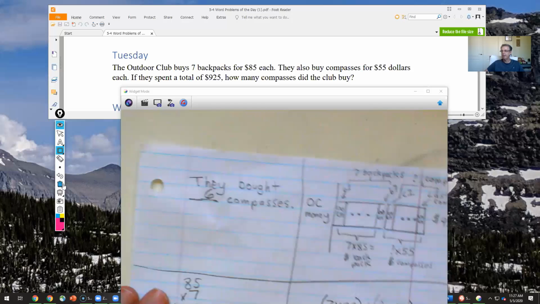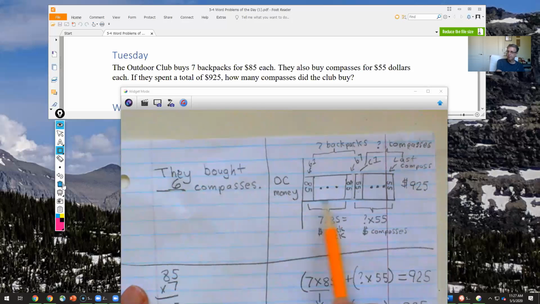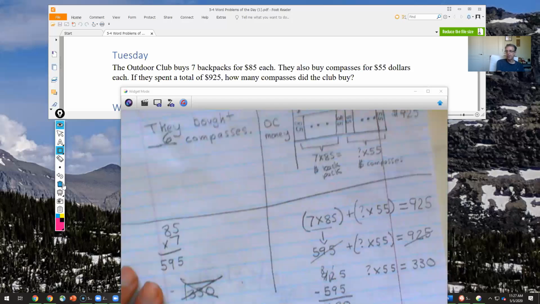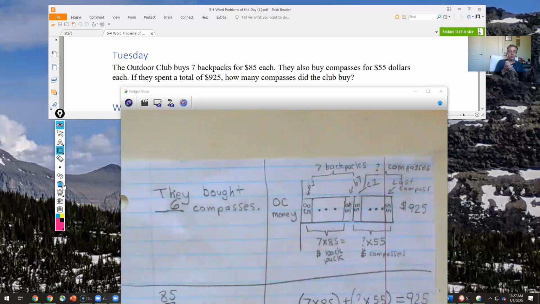Thank you for checking. Make sure you have your answer sentence, your model, expression, and how you solved it on paper so that you can keep that for our Friday word problem of the day test. One of them will be your cheat sheet.